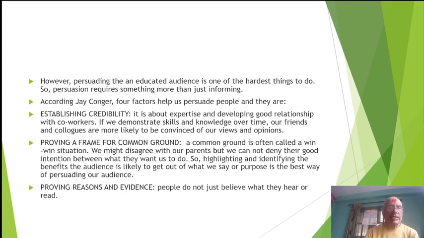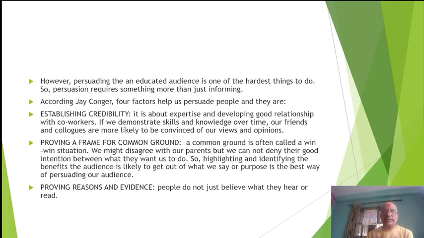Another point is providing a frame for common ground. We need to prove ourselves as a good person. Common ground is often called a win-win situation, right? Common ground should be framed, should be made. We might disagree with our parents, but we cannot deny their good intention in what they want us to do. Parents are never against us. We may not agree with them, but their intention is always for us to do good. So their intention must be respected.